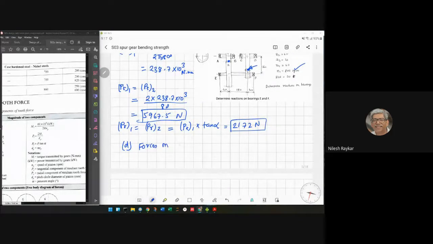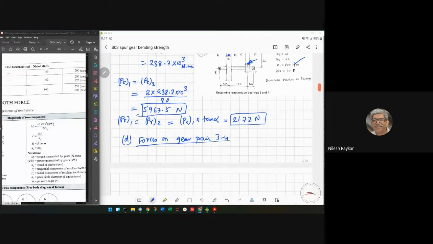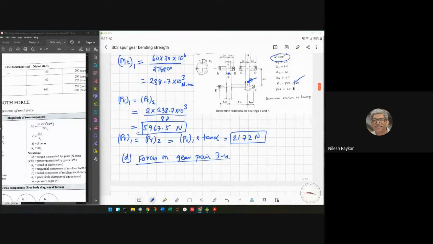So forces on gear pair 3 and 4. Okay, so we have to determine what is the torque acting on this particular shaft. Can we take the same torque that we calculated here, or will it be different? How will you calculate the torque which is acting on gear 3 or 4 for that matter?